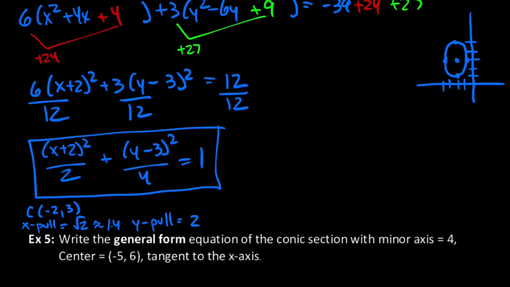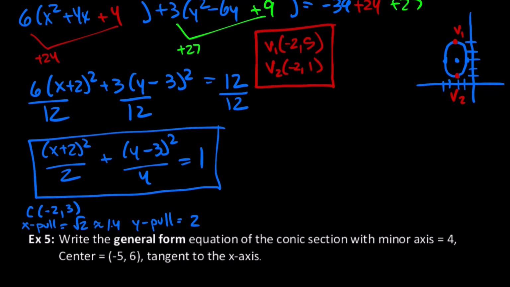Okay, let's identify some key points. This will be V1, my vertex, and it'll be V2, my second vertex. Those coordinates are relatively easy to get. V1 is going to be negative 2, and then I take the y pole and add it to the y coordinate. So that'd be 5, or you could just use your sketch. V2 is going to be negative 2, 1. Okay, so I've got my standard form. I already identified the center. I've got my vertices. What's left?